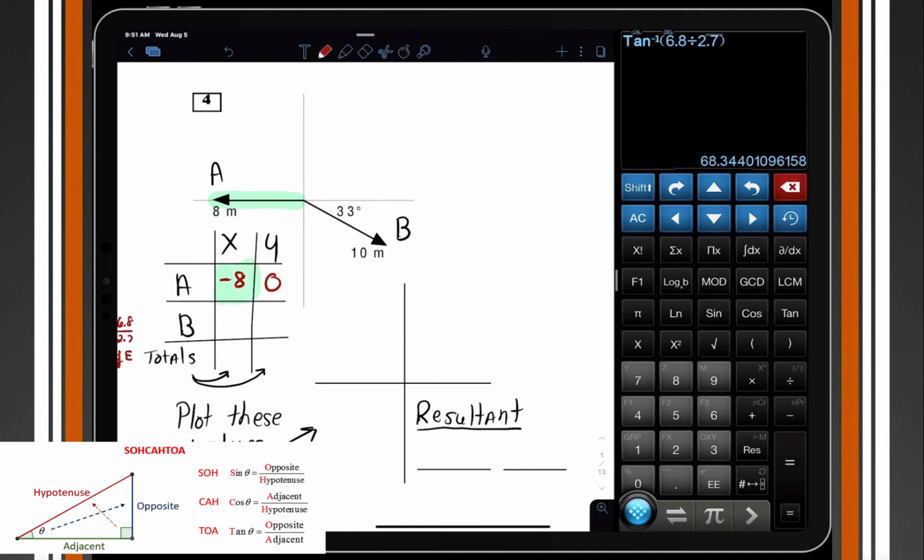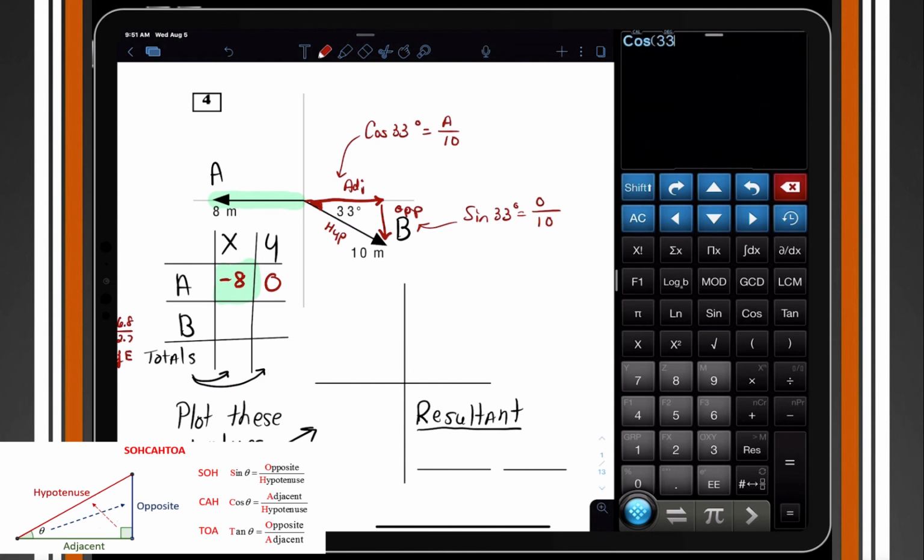You have the B. You have some x value with this and some y value with this. This is my angle, so this is the opposite side, adjacent side, hypotenuse. Solving for this, I'm going to use cosine 33 equals adjacent divided by 10. And then when I go to solve for the opposite side, I'll use sine 33 is opposite over 10. All right, we'll put these into the calculator now.